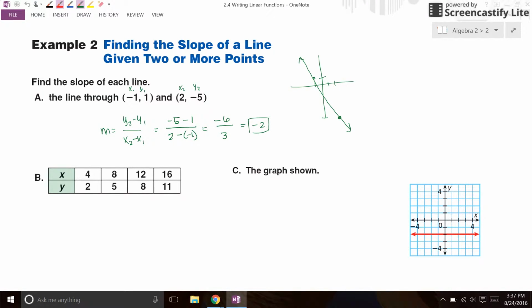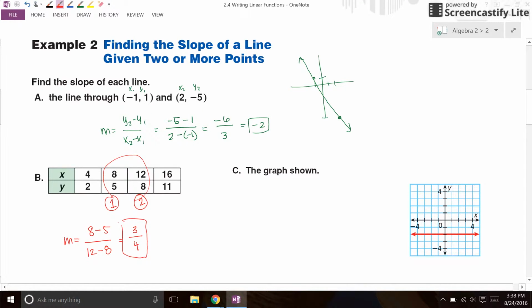All right, what about B? B is a bunch of points. So if they're all on the same line, I should be able to take any 2 points and subtract them. You can pick the first and the last, you can pick the second and the third, you can do the first and the third, pick whatever you want. I'll pick the middle two, say. So what I'll actually do is I'll call this point 1. So this is my 1s, and I'll call this my 2s. And so here we go. Slope is y2 8 minus 5, because that's y1, over x is 12 minus 8. And the slope there you can see is 3 over, was that 4? So the slope is 3/4, positive 3/4.